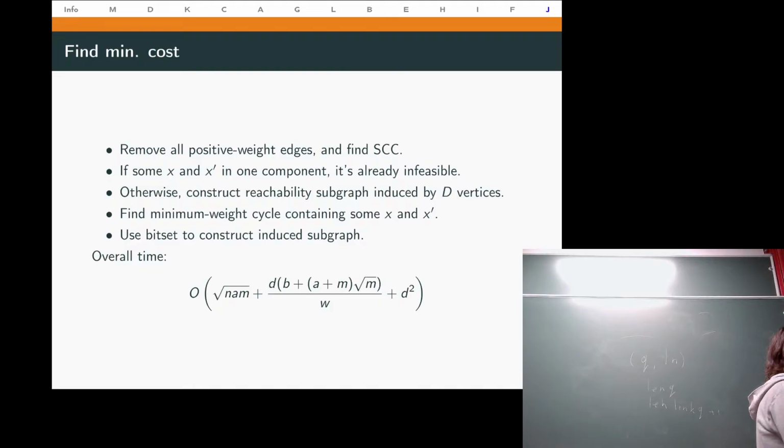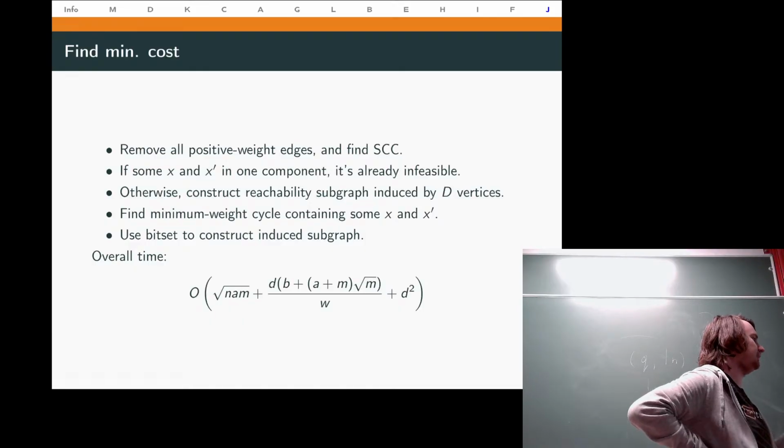And this is standard in how we work with 2-SAT. So if we find out that some variable x and its negation are in the same strongly connected component, it means that x follows from not x and not x follows from x, which means that it is not possible to assign a truth value to x in a way that is satisfied. So if this is the case, then we can say that the whole set of constraints is already infeasible.